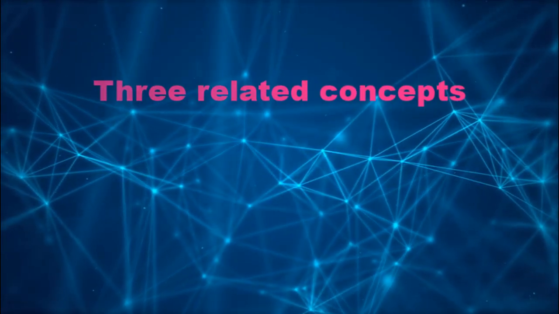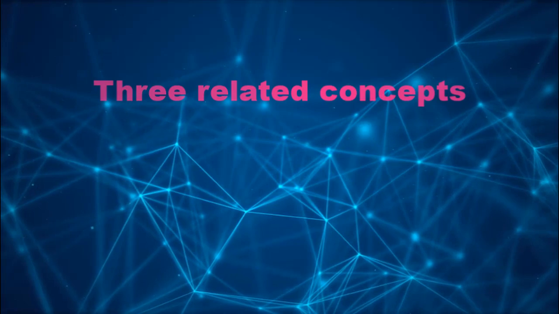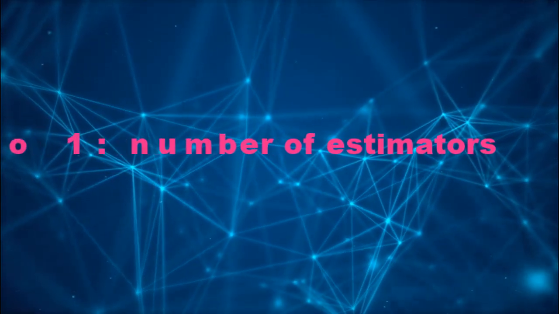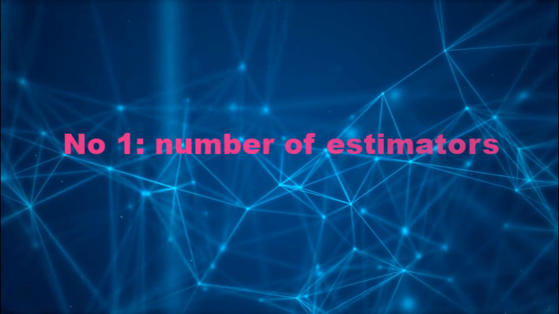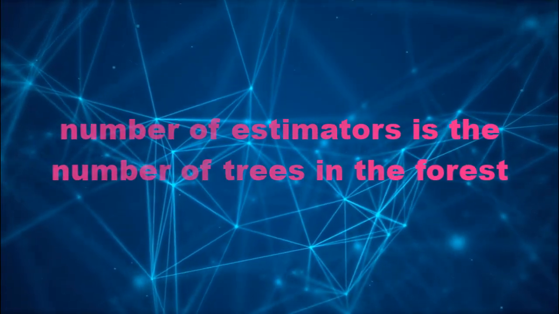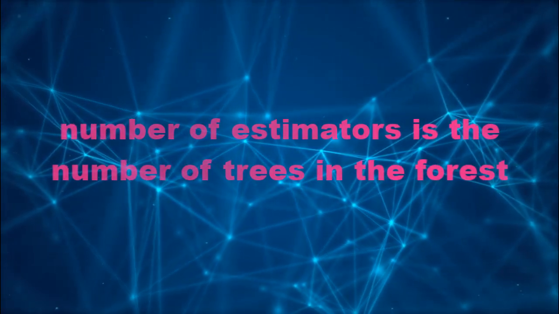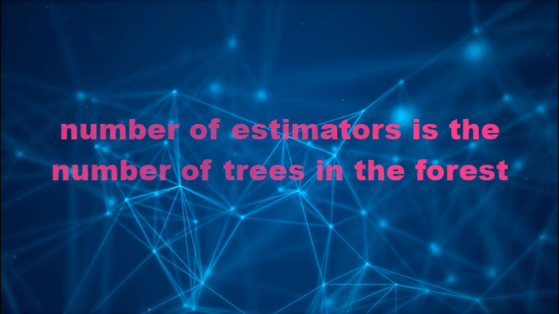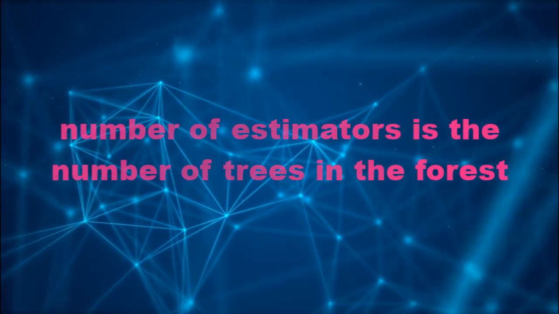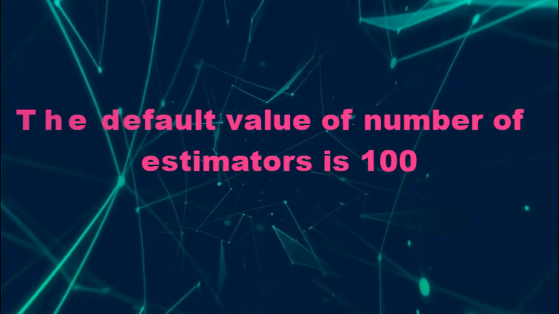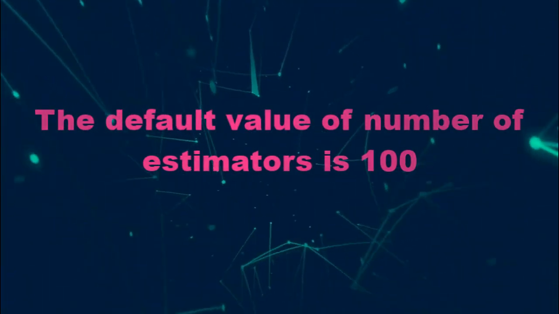Before we proceed further, we should discuss three main concepts used in this tutorial. First concept is number of estimators. Number of estimators is the number of trees in the forest. Number of estimators is denoted by n_estimators parameter. Number of estimators is an integer value. The default value of number of estimators is 100.